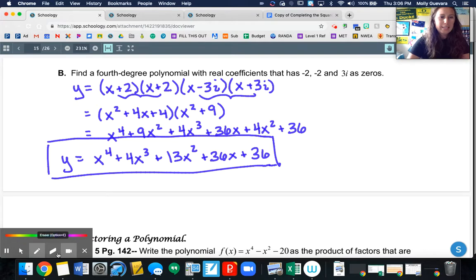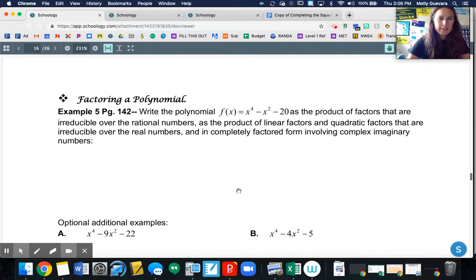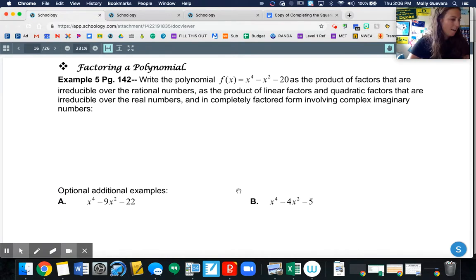All right, let's keep cruising. All right, factoring a polynomial. Woohoo, right? So example 5 says, write the polynomial f of x equals x to the 4th minus x squared minus 20 as the product of factors that are irreducible over rational numbers, and as the product of linear factors and quadratic factors that are irreducible over real numbers, and in completely factored form involving complex imaginary numbers. Holy cow, what the heck does all of that mean, right? We'll go over it. No worries.